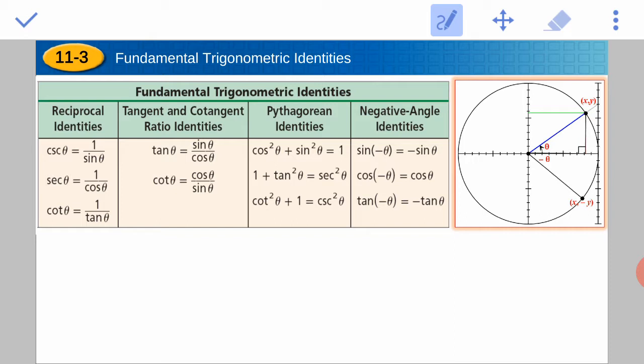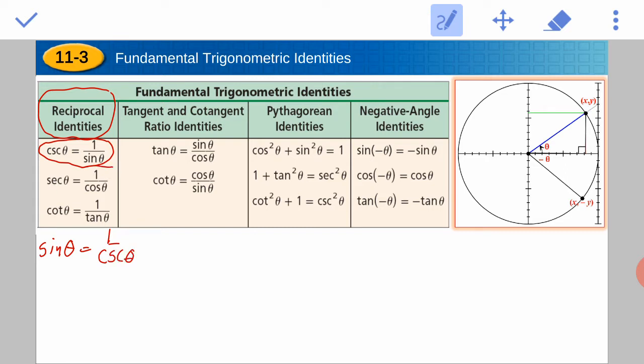The first group is called reciprocal identities. In an earlier section you studied that cosecant and sine are reciprocal to each other. So cosecant theta is equal to 1 over sine theta, or it can be written sine theta is equal to 1 over cosecant theta.